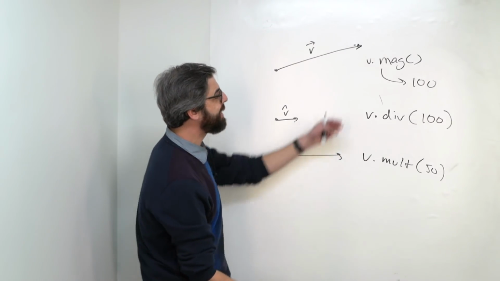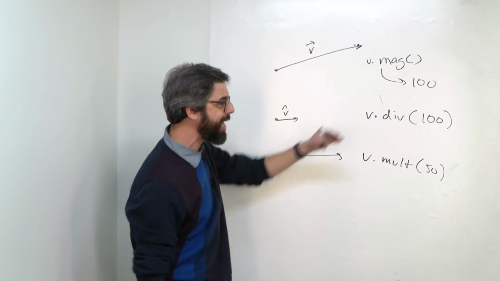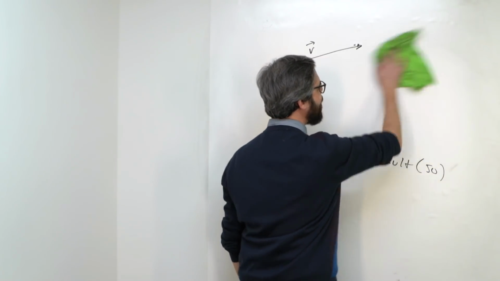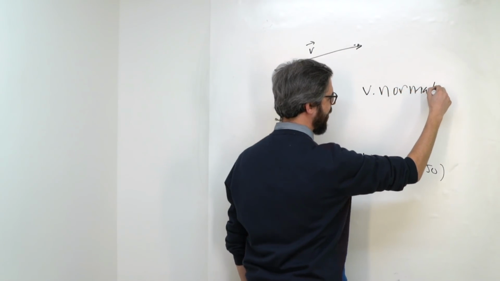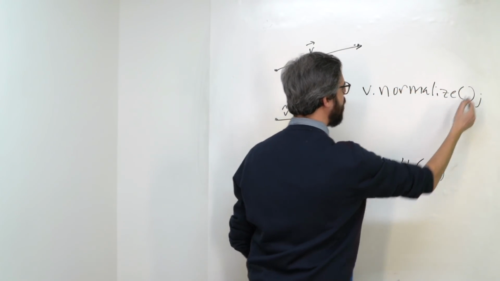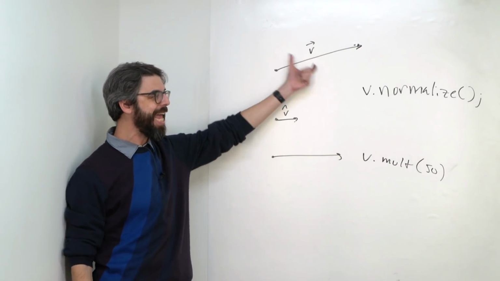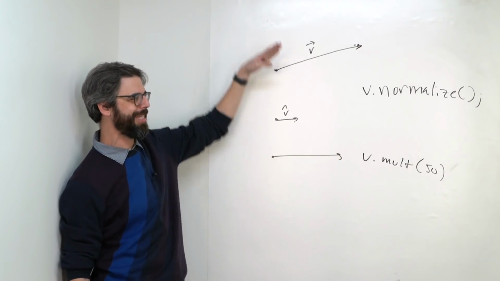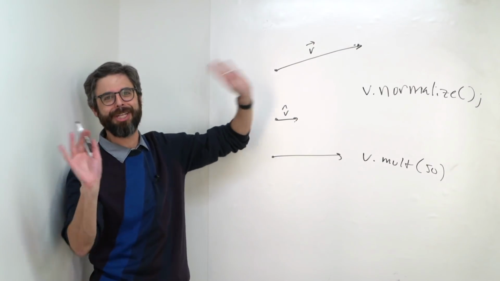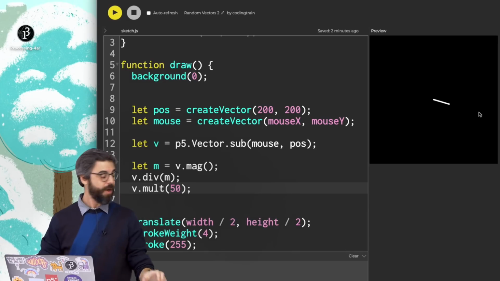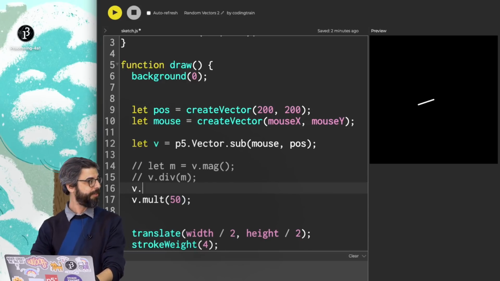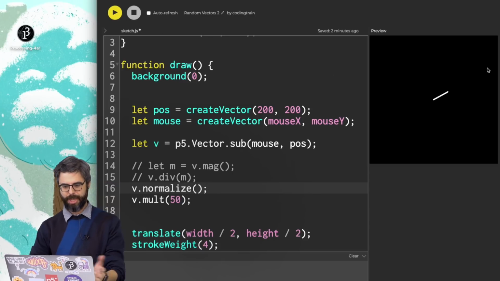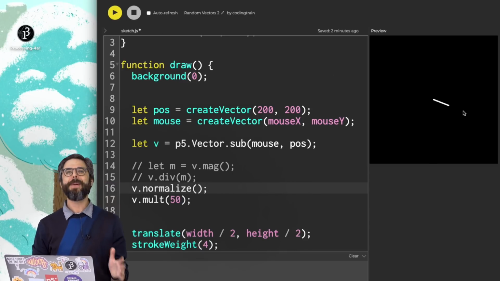In fact, instead of calculating the magnitude and dividing by the magnitude, it's such a common operation, I could just instead call v.normalize. So v.normalize is the act of taking any vector and shrinking it to length 1. I did a terrible job of drawing these in the same direction, but hopefully you get the idea. So now I can simplify this by commenting these out and just changing this to v.normalize. And we've got the same exact result. But guess what?